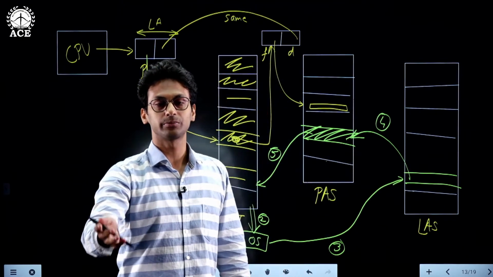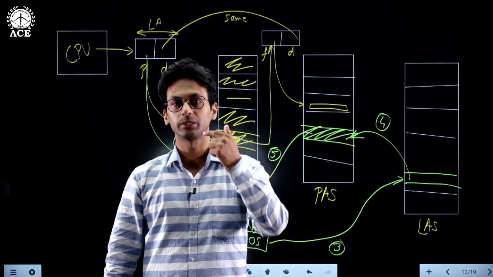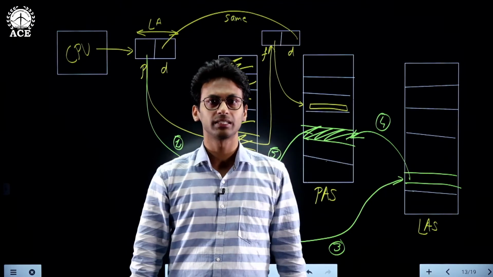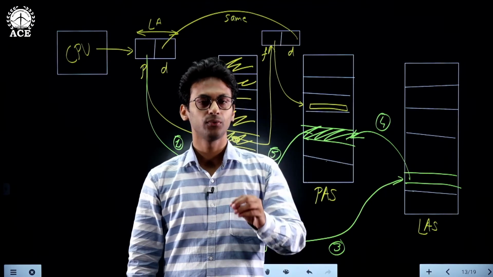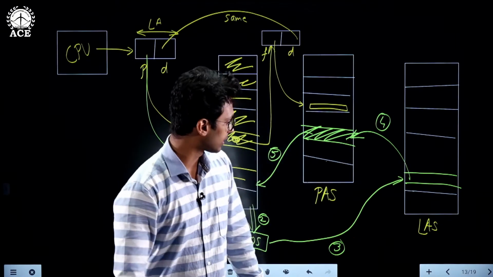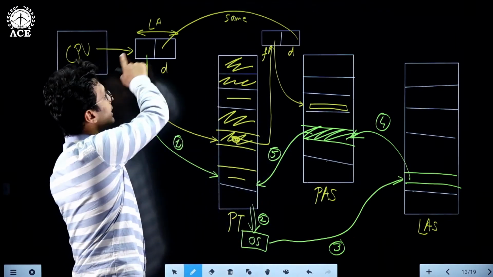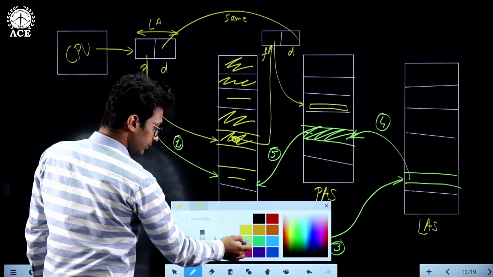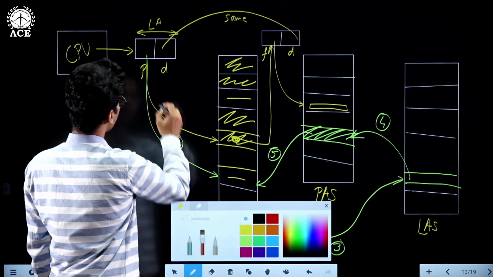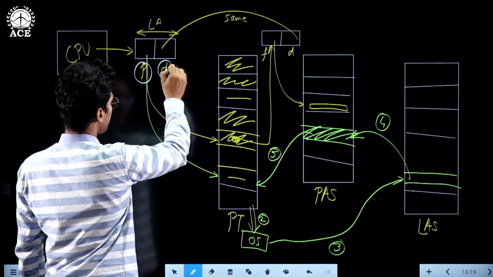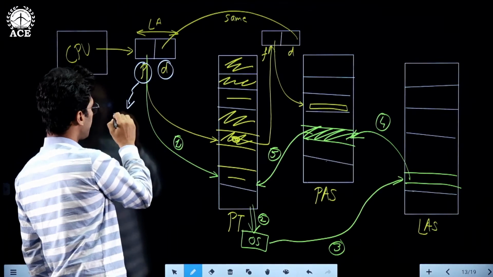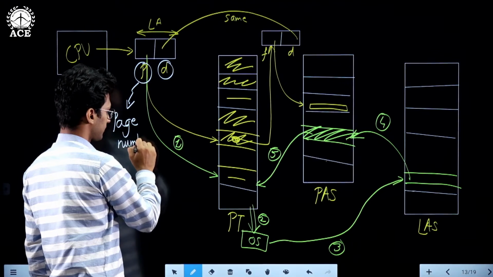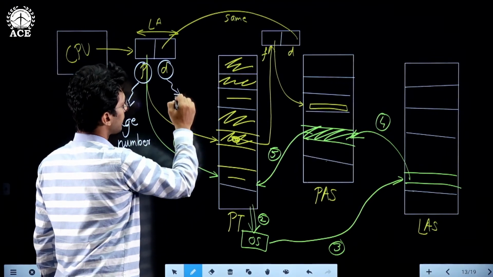What are the different types of page replacement algorithms? First in first out, optimal page replacement, most recently used, least recently used, something like this. So we'll see these page replacement algorithms. See, the CPU is generating a logical address. When it generates a logical address, it consists of these two things. Observe this very carefully: page number and page offset.